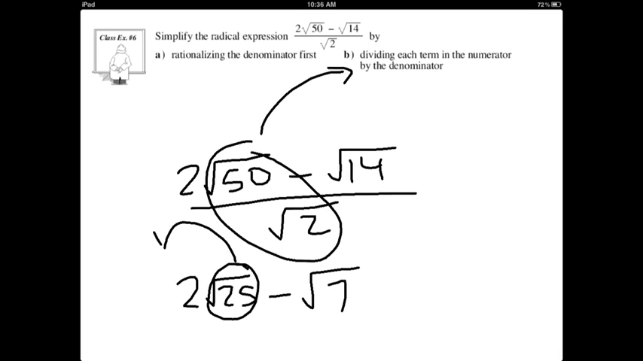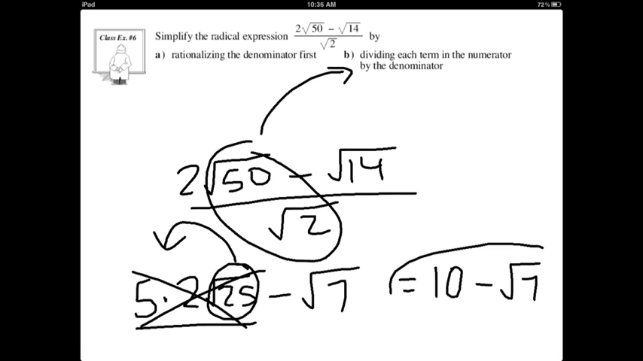25 is a perfect square. It can be brought out, and that's going to be multiplying that coefficient by 5. So what you're left with is 10 minus root 7, and that's your final answer. You should see that it was the exact same answer as what we've done before.